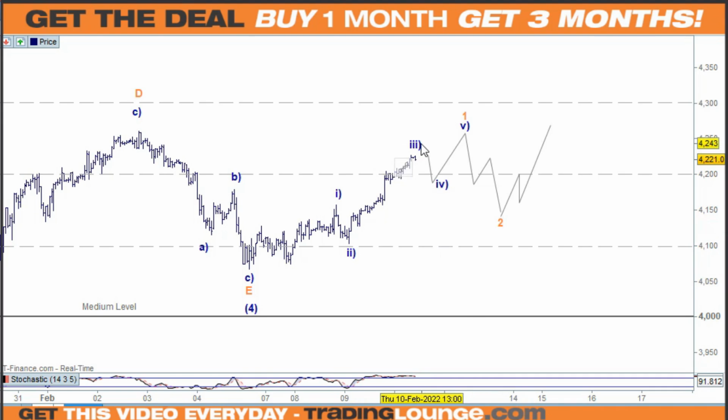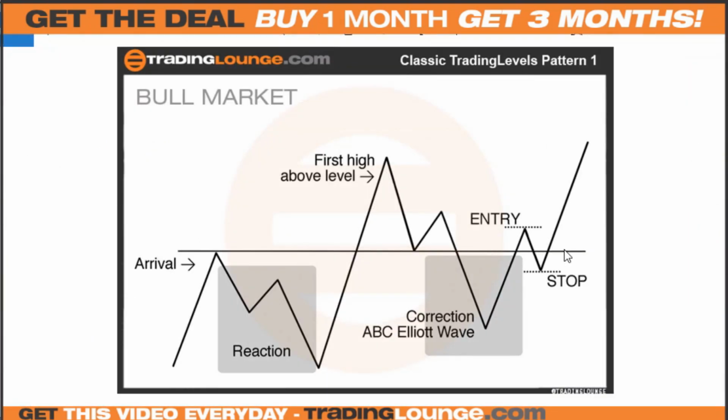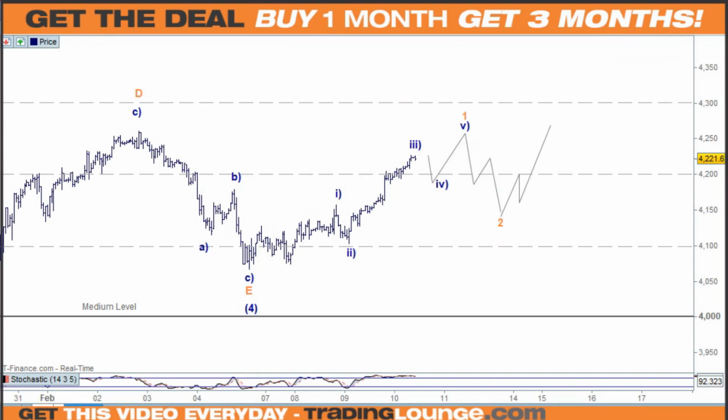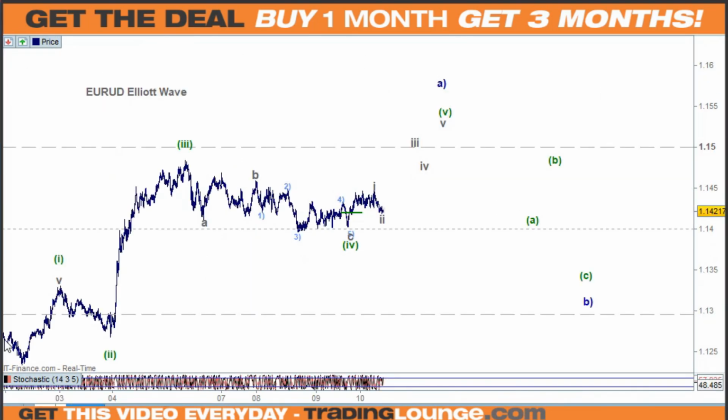There may be a little bit more top up here to go as well, but as far as the classic trading level pattern goes, the arrival, the reaction, the first high above the level, and then the ABC pattern to come back here. So this is what we'll be seeing at the 4,200 here. So the arrival, the reaction, we're coming in here now, the first high above the level. So probably a bit more to go in there, maybe in the off hour on the futures market, and then this will fold down into here and then up from that point. So the FTSE, that's the euro there, so we're going to look at that in a moment.